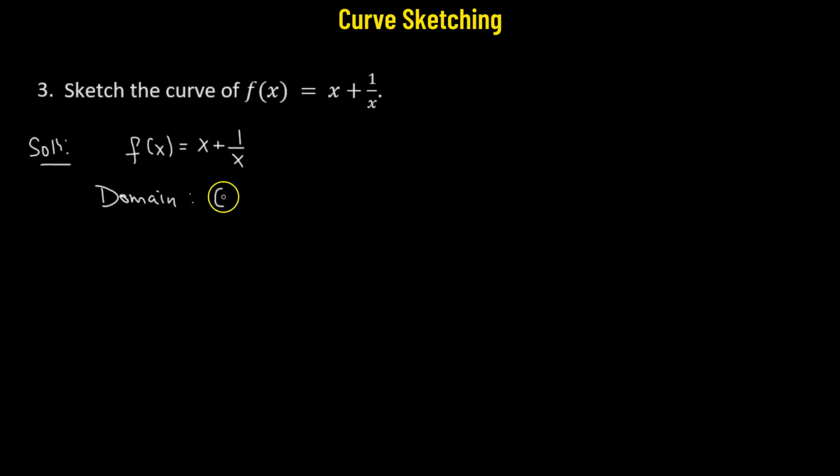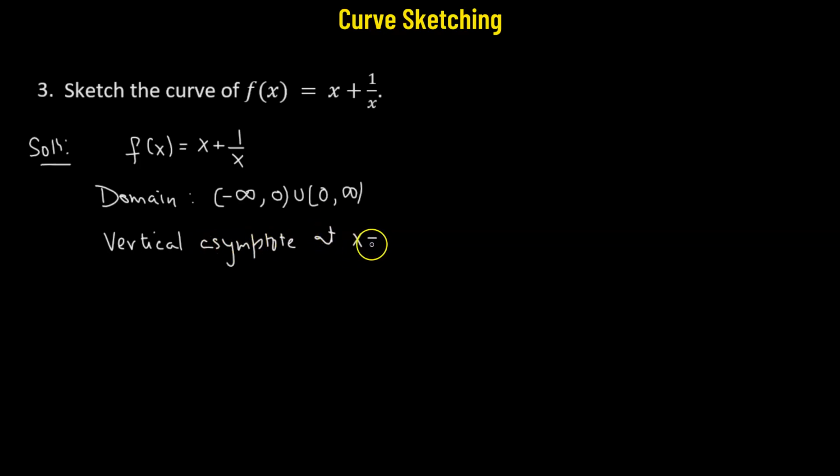So the domain will be all values of x except 0. Here 0 is excluded because 1 over x, when x equals 0, simply blows up. So that means we have a vertical asymptote at x equals 0. Now, let's check out the nature of this particular function in the neighborhood of x equals 0.